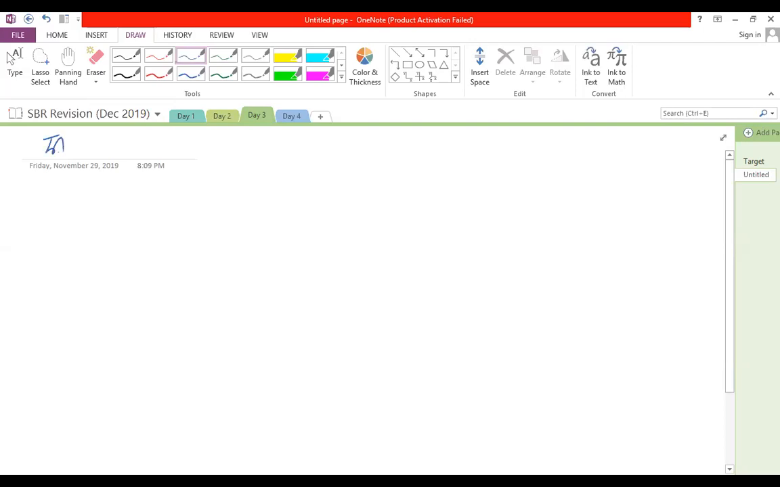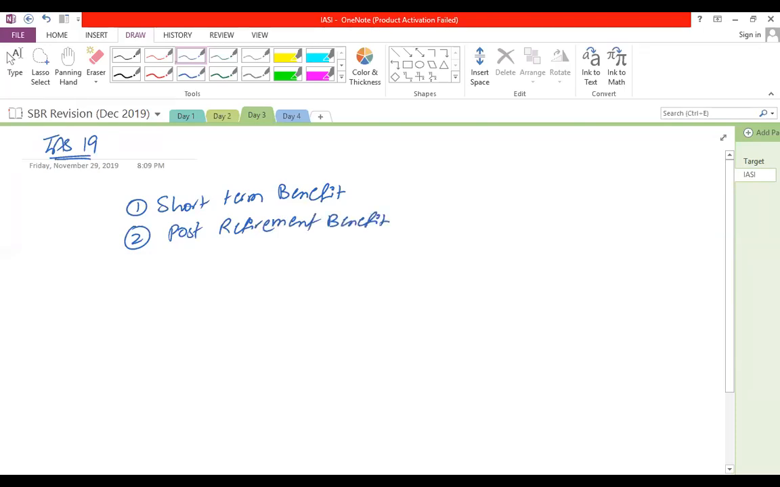Okay, so let's start with the first topic of IAS 19 for today's session. When we talk about IAS 19, we in total have 3 types of benefits, or we can say 4 types of benefits. The first one is the short-term benefit. The second one is the post-retirement benefits. The third one is the other long-term benefits. And the last area is the termination benefits.